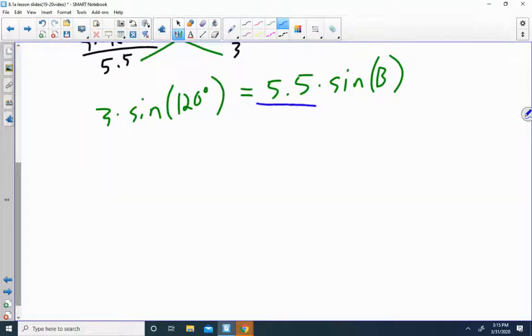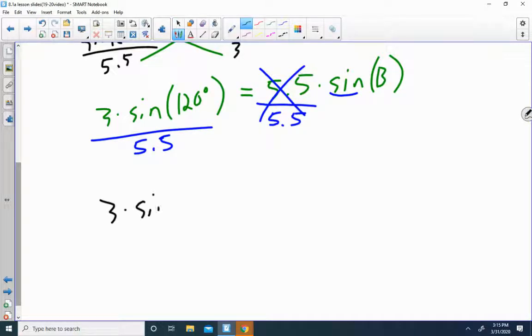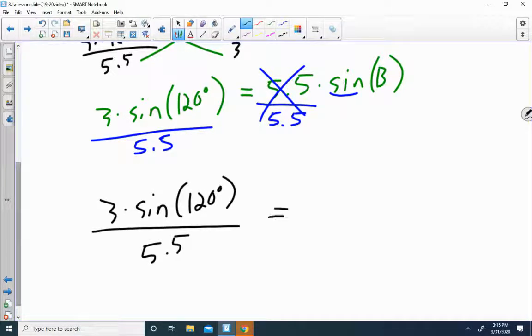So here, before I do anything else, before I take care of the sine, I'm going to divide 5.5 to both sides. So over here, I'll have 3 times sine of 120 degrees, and that's all going to be divided by 5.5. And then that's going to be equal to sine of big B.